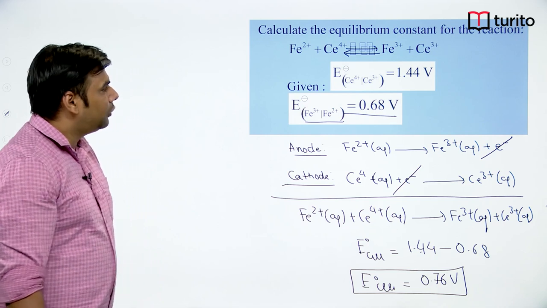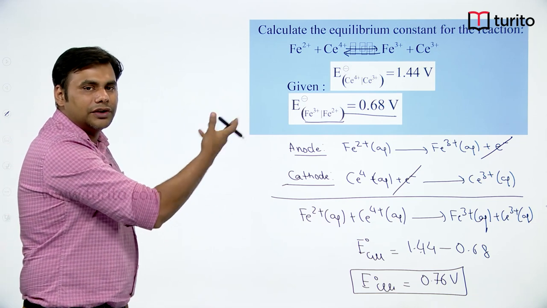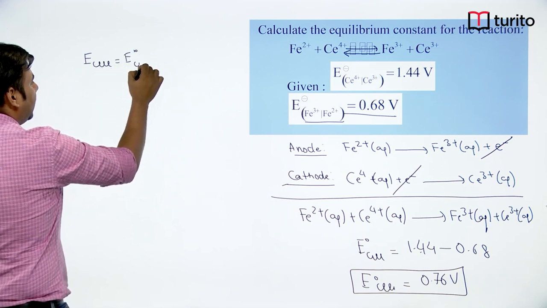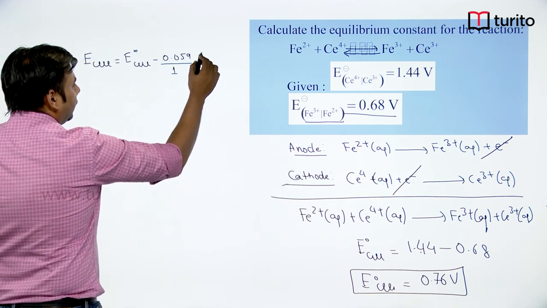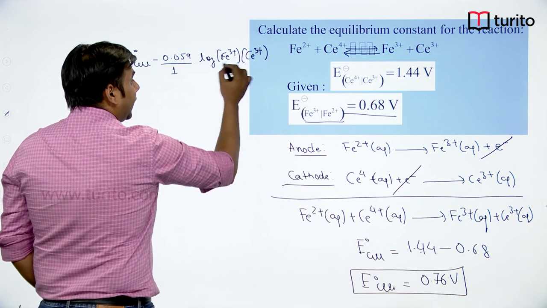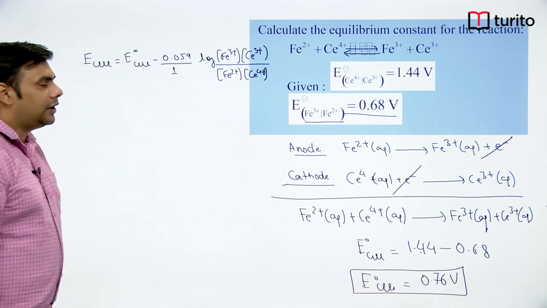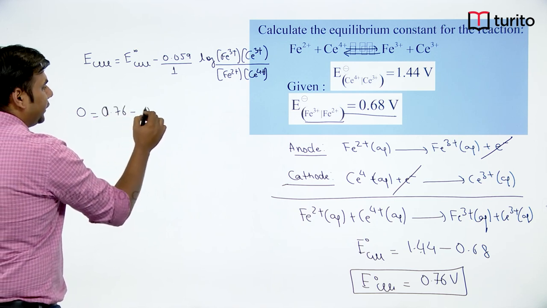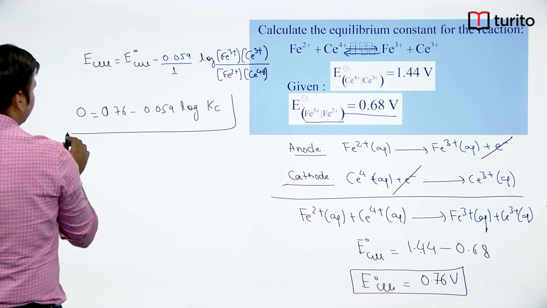Now we want to find the equilibrium constant. Between the two equations, I can use any of those. So if I want to write the E cell, E cell is equal to E naught cell minus 0.059 upon n, where n is the number of electron exchanges, which is 1, into log of concentration of iron 3 plus into concentration of cerium 3 plus divided by concentration of iron 2 plus into concentration of cerium 4 plus. We know that E cell at equilibrium will be 0. So E naught cell is 0.76 minus 0.059 into log. This will become the expression for the equilibrium constant.